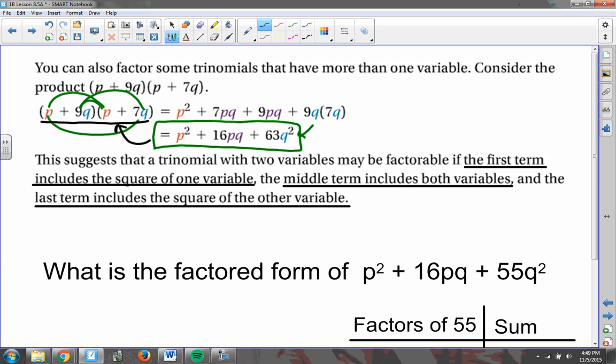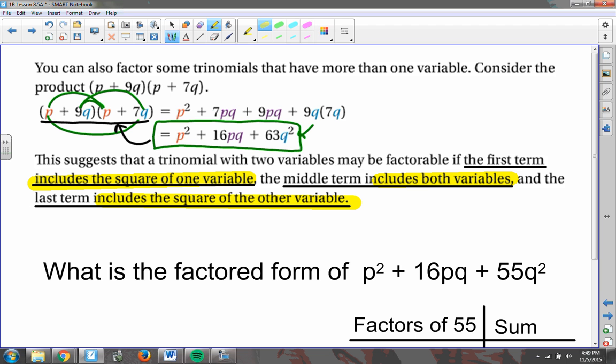So a trinomial with two variables may be factorable if the first term includes the square of one variable, the middle term includes both variables, and the last term includes the square of the other variable. That is something I would expect to see in your notes when we get to class tomorrow. Okay?